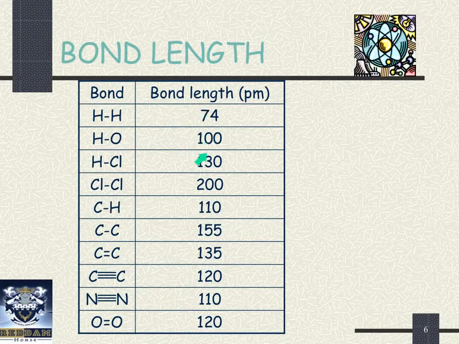Here's a table of the bond lengths. Again, you don't have to learn them, and you notice that single bonds are longer than double bonds, which are longer than triple bonds. The best comparison is C single, C double, C triple, where you can see that the bond length keeps getting shorter and shorter.